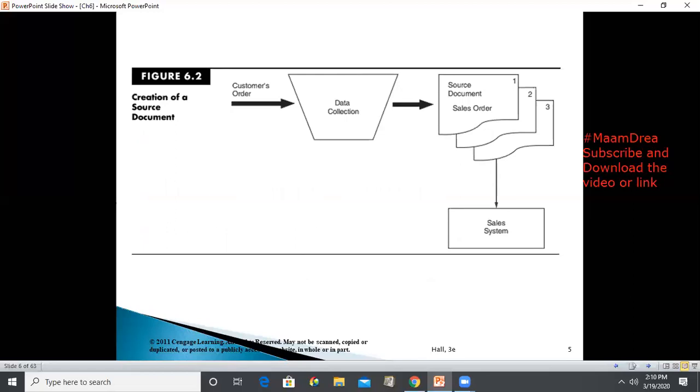So here is the illustration for our source documents. There is an order, and then the sales clerk will stamp the document, the quotation, and then create a data collection in which it has the name of the customers, the address, the billing, the shipping, and then create copies for the sales document before it is entered in our sales system.